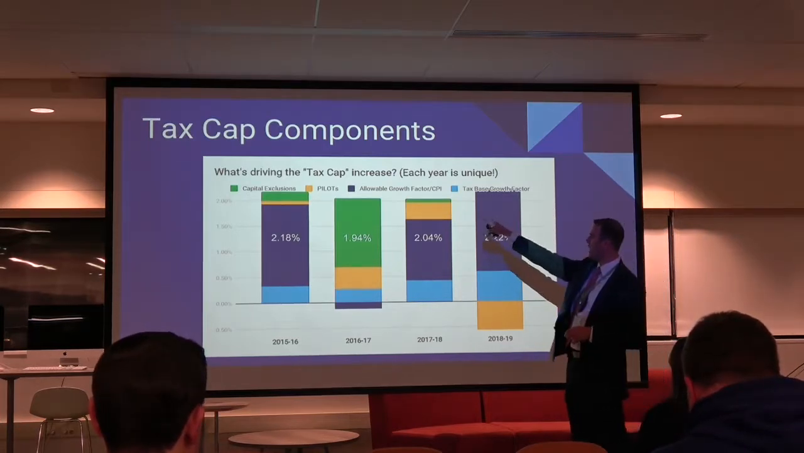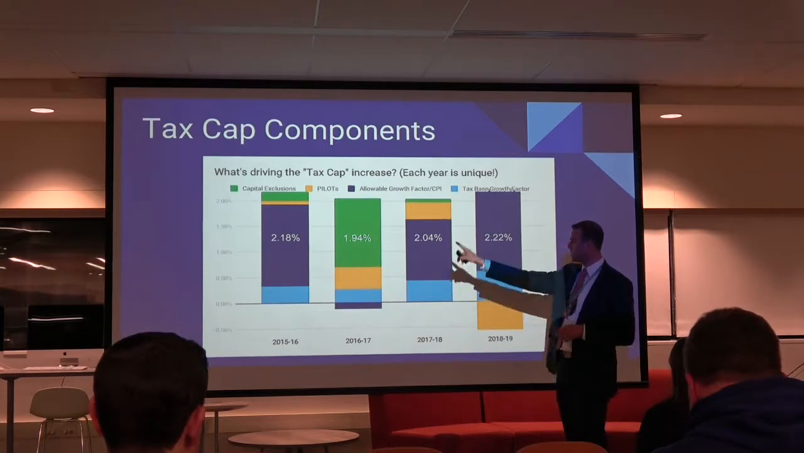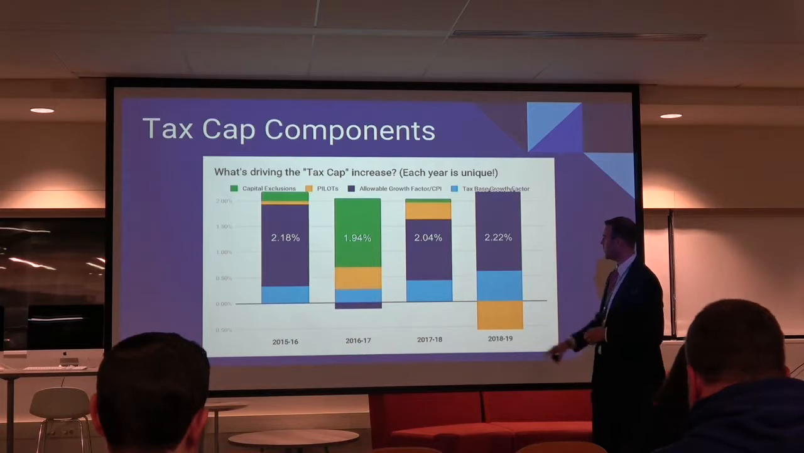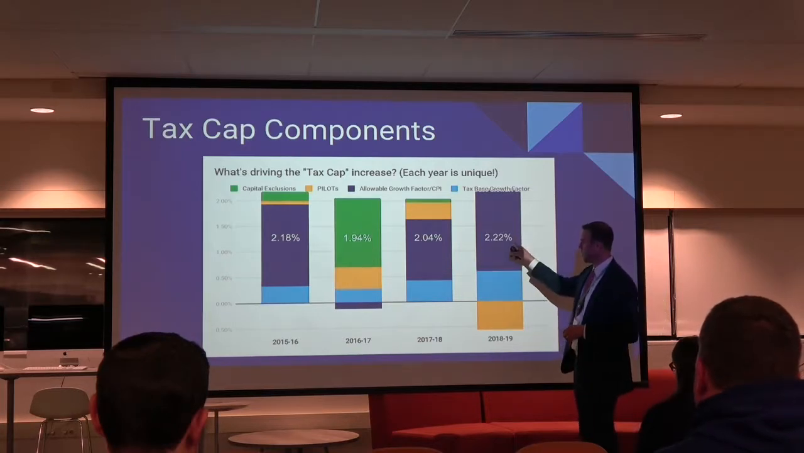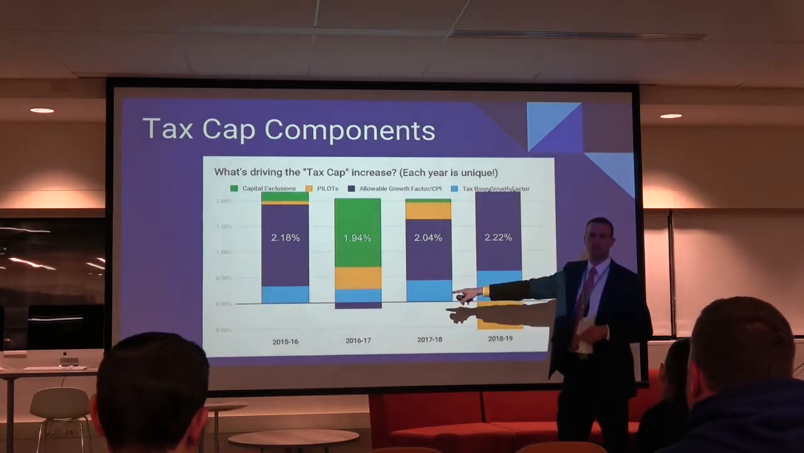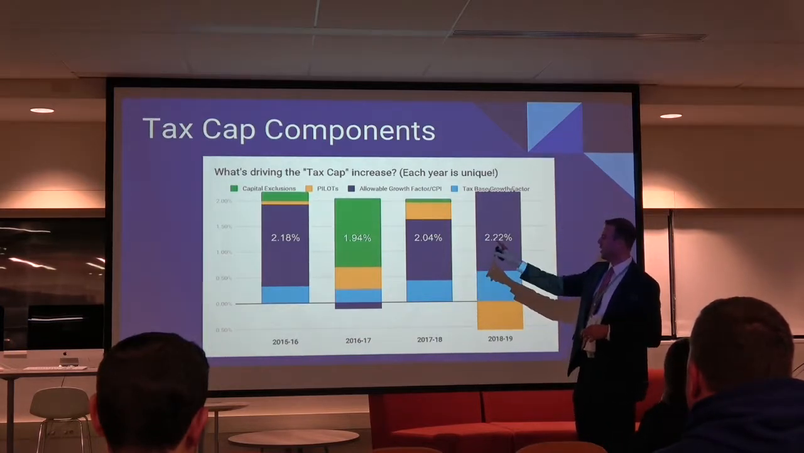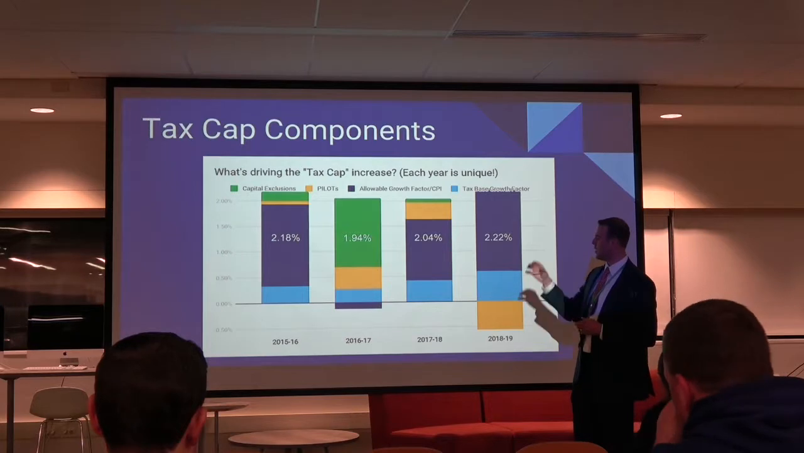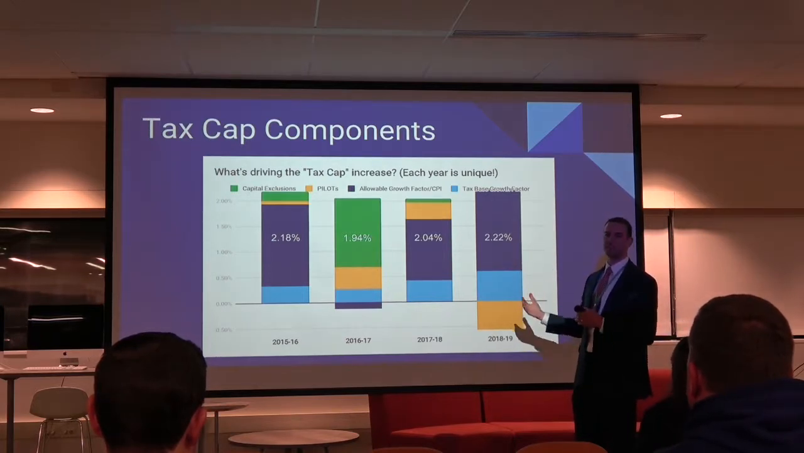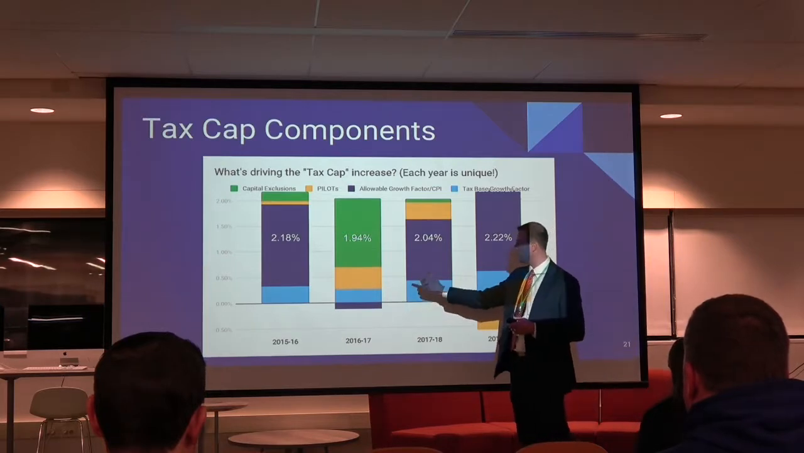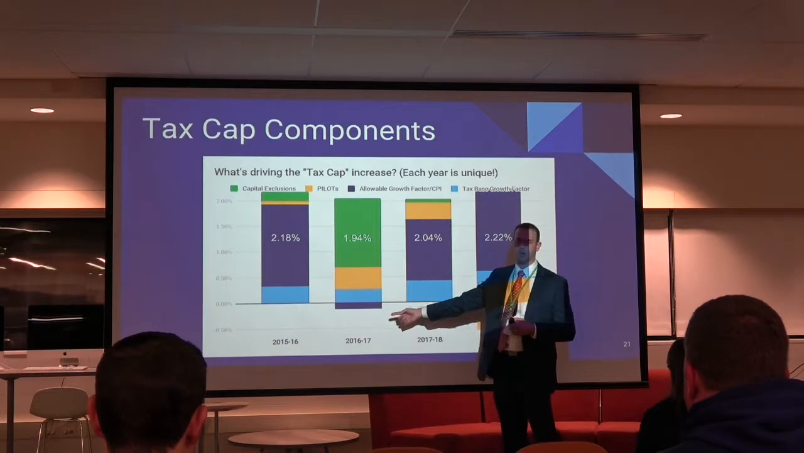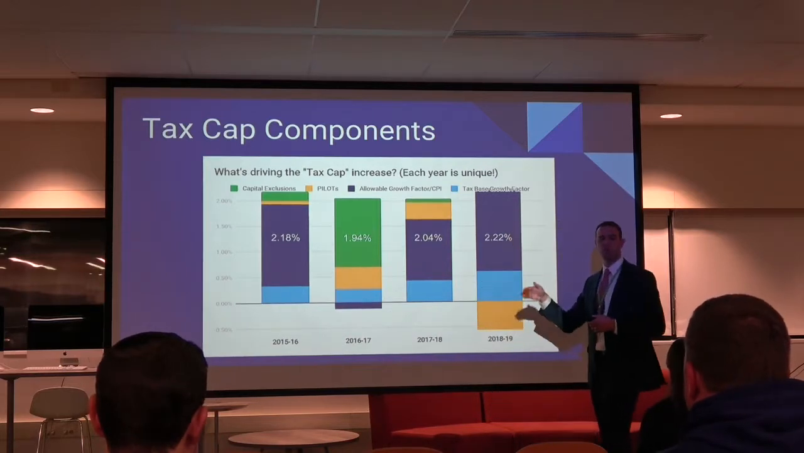The allowable growth factor is the change in the consumer price index. You see in 15-16 that led to the majority of the increase in that year, and again in 17-18 and also 18-19. What happened in 16-17 was that the Board of Education elected to not raise the full tax cap, and instead they levied an amount less than the tax cap. So therefore, the impact of the allowable growth factor was actually less than 0 because they levied an amount less than they were authorized to.